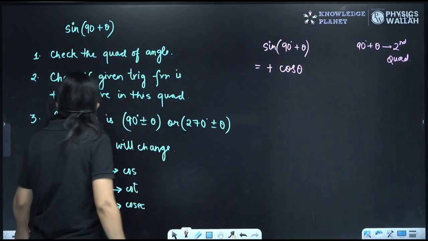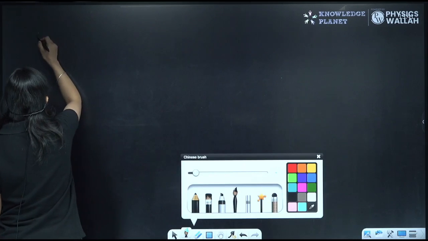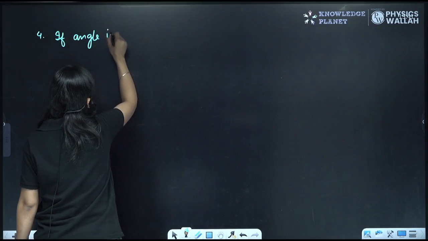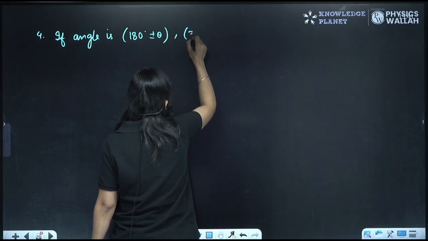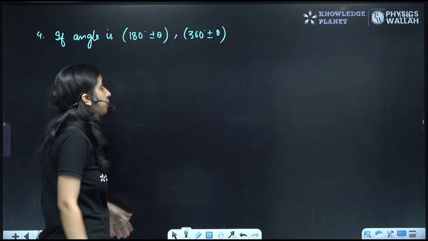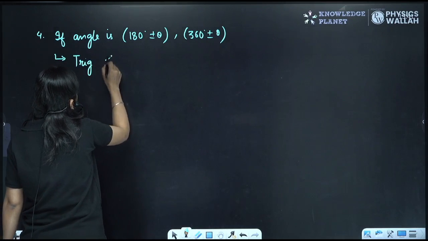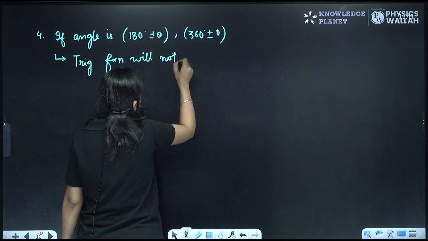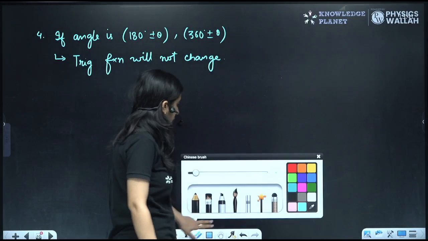So this is how lead angles are used. Now see, if the angle is given as 180 plus minus theta or 360 plus minus theta, that is, an even integer multiple of 90 degrees, then the trigonometric function will not change.